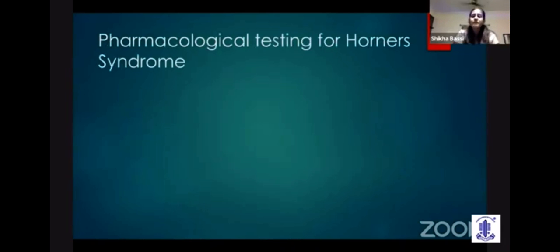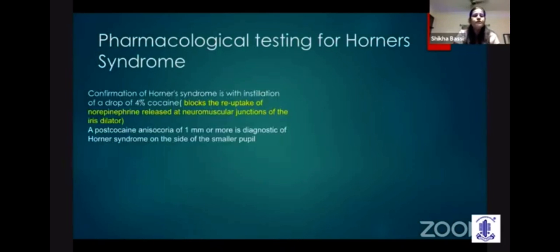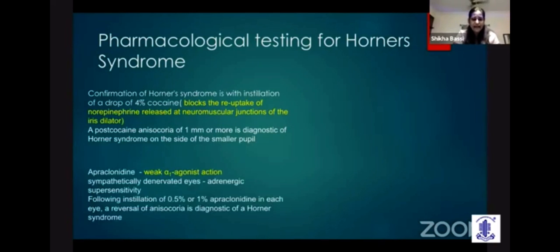Now, how do you confirm the diagnosis of Horner syndrome? You can use 4% or 10% cocaine eye drops, which block the reuptake of the norepinephrine released at the neuromuscular junction, and the normal pupil dilates, whereas the Horner's pupil does not dilate. If you don't have cocaine, you can use 1% apraclonidine. It's a weak alpha-1 agonist.